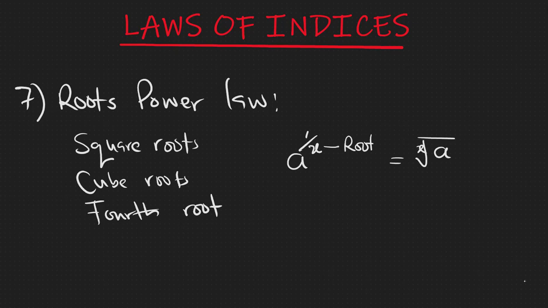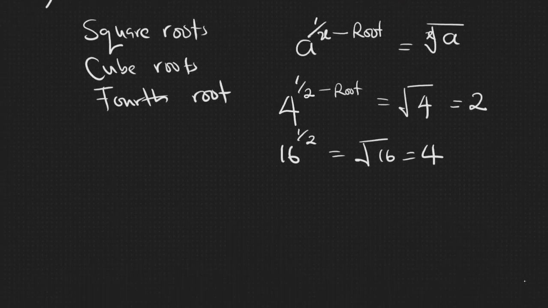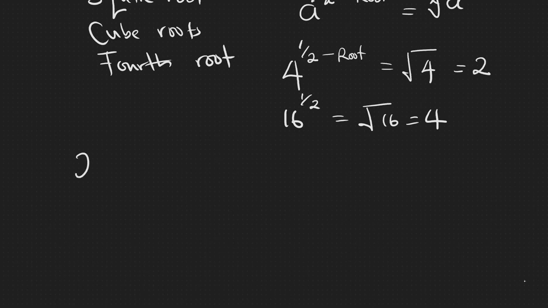So if we have 4 to the power of 1 over 2, this becomes the root, and it will give you the square root of 4, because there is no need of writing the 2 here, as this is already a square root. The square root of 4 is 2. Another example is 16 to the power of 1 over 2, which is the same as the square root of 16, which is 4. Another good example is 27 to the power of 1 over 3. It's the same as saying the cube root of 27, which is 3.